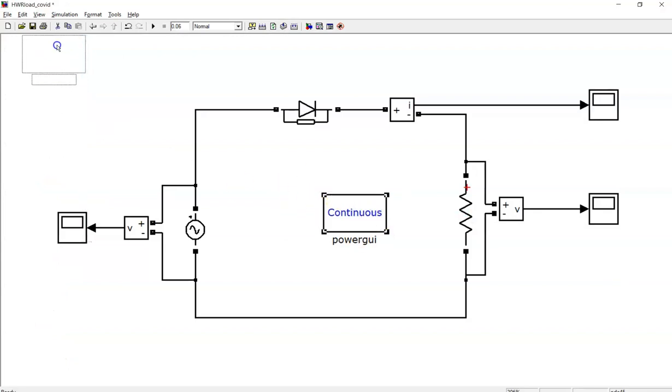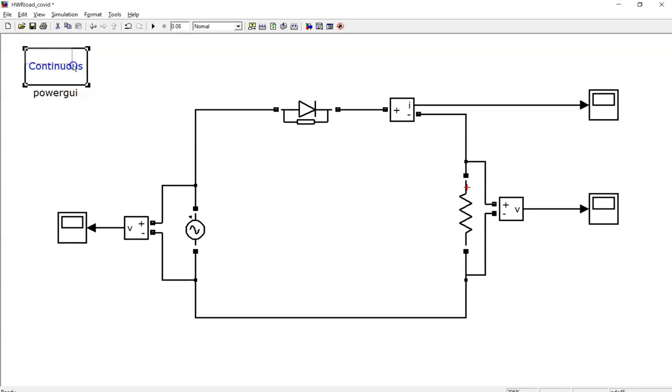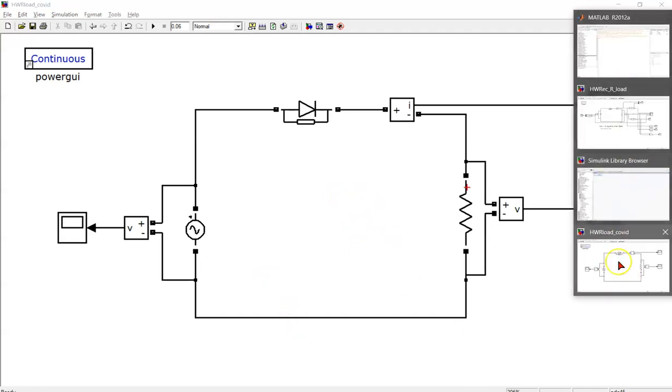Just put it in any suitable corner. Remain on the continuous mode, click the save button again, and then perform your simulation. Okay, so your setting is okay, meaning that there is no error appearing.